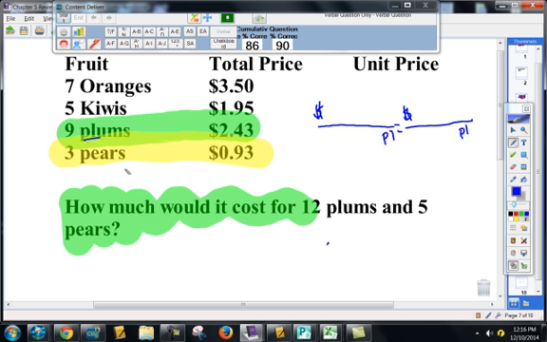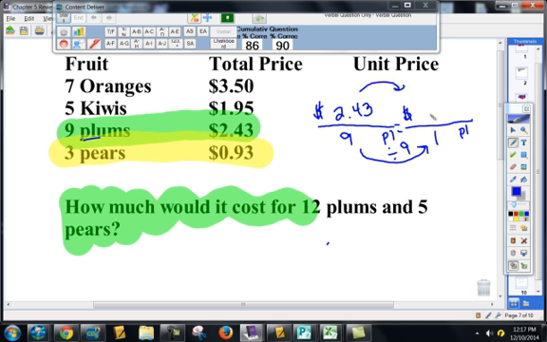Now, just a word for you guys to go off of tomorrow. Since we had plums and pears, they both start with P. It's not a bad idea to make it PL, and then this could be PE or just P. Just as long as you're not having 2 P's, because then you can't tell which is which, okay? So I got $2.43 for 9 plums. I want to figure out the unit price and figure out how much 1 plum costs. So I'm dividing by 9.